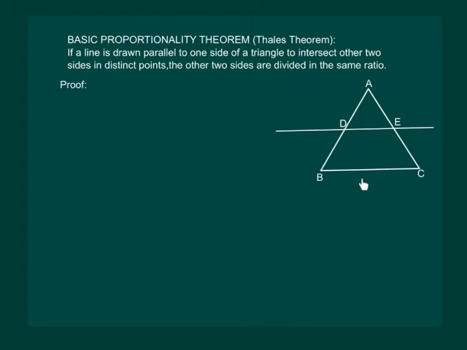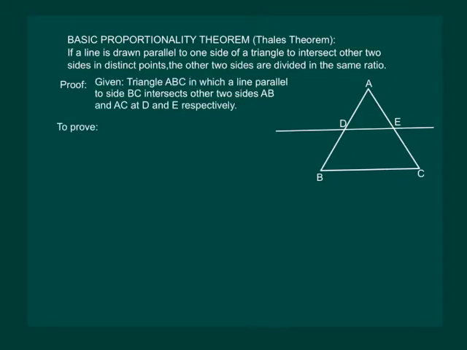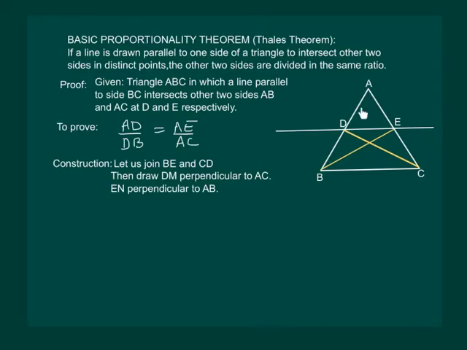We are given a triangle ABC in which a line parallel to side BC intersects the other two sides AB and AC at the points D and E respectively. We need to prove that AD by DB is equal to AE by EC. That is, the sides are divided in the same ratio.